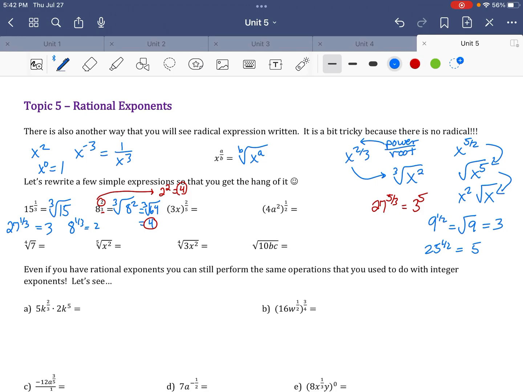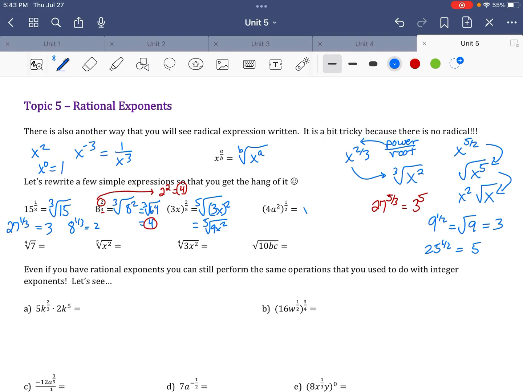Yeah, that's all I'm going to say about that. So let's see. 3x to the 2/5. All we're trying to do is write this in radical form. So that would be 3x. I would have to square it, and I'd draw a 5th root around it. So of course, 3x, if you square it, so the 5th root of 9x squared, and nothing happens.